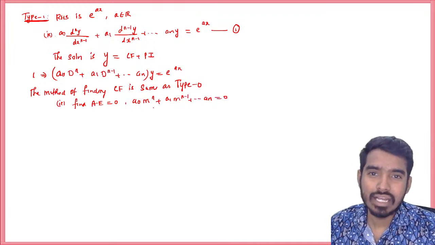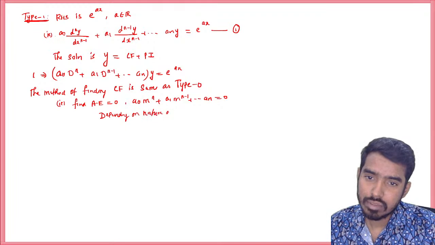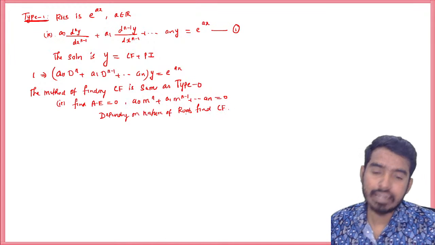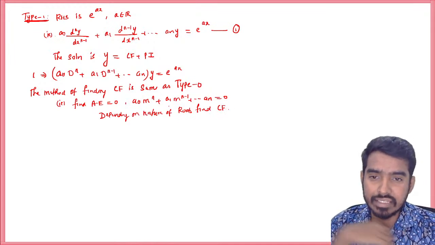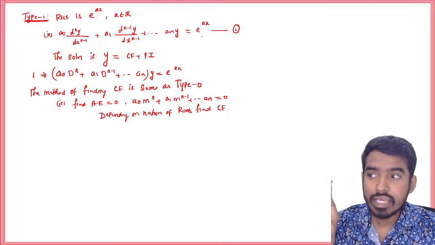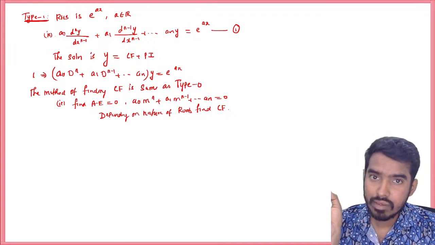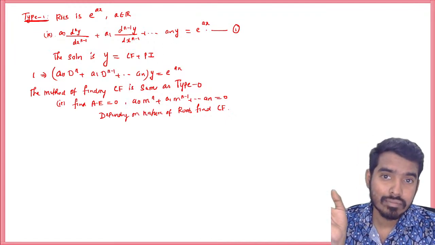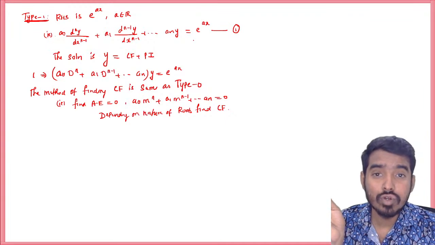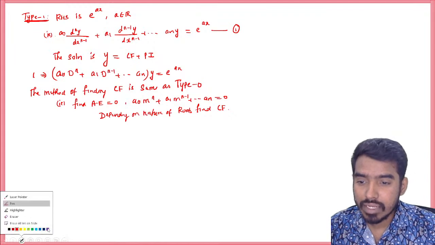So depending on the nature of roots, find the characteristic function. This is the same as the previous case. Now in the previous case we had 0 in the RHS, so therefore the solution was y is equal to CF. But if you have a non-zero X, the solution is y is equal to CF plus PI. Now how to find PI? This is the very important thing.